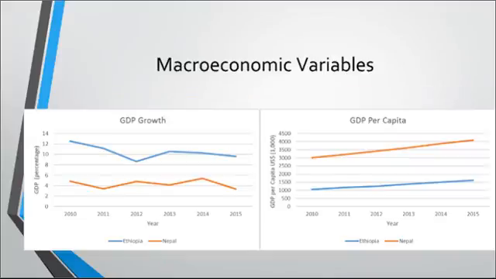Unfortunately, over the years, both Ethiopia and Nepal have seen a decrease in gross domestic product growth, or GDP growth. Nepal has also consistently had a lower GDP growth. However, when it comes to GDP per capita, Nepal has a greater increase over the years.